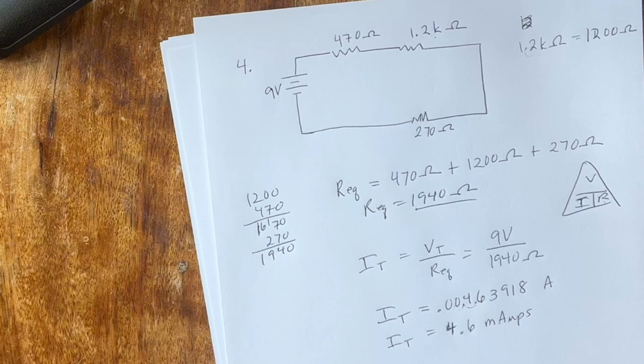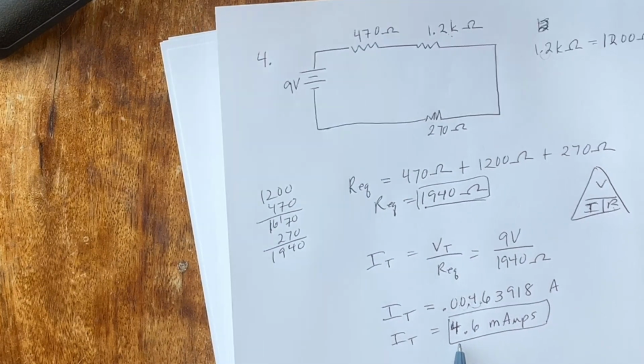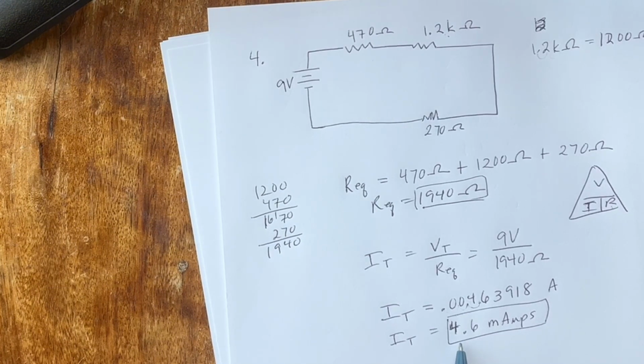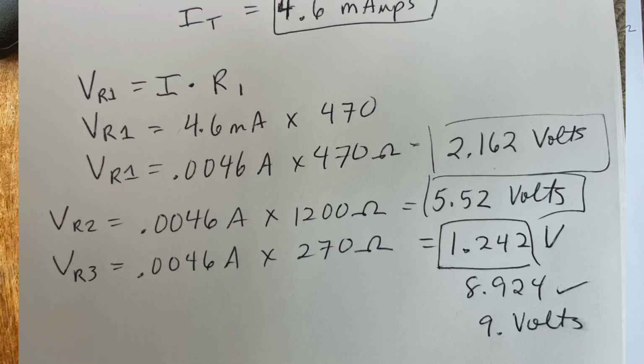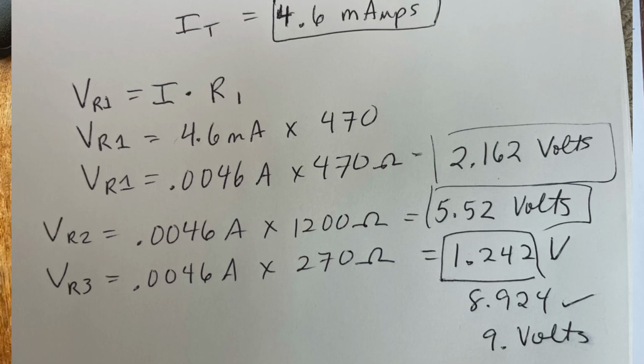And then what else does it want us to find? So we found this, the first thing it wanted us to find. I used engineering notation. And then the voltage across the 3 resistors. So the voltage across resistor 1, VR1, is going to be my current. Since it's a series circuit, the current's the same everywhere. But I have to put this back in regular amps because Ohm's law equation works with the units in their base form. So we're going to go back to 0.0046 amps times 470 ohms.